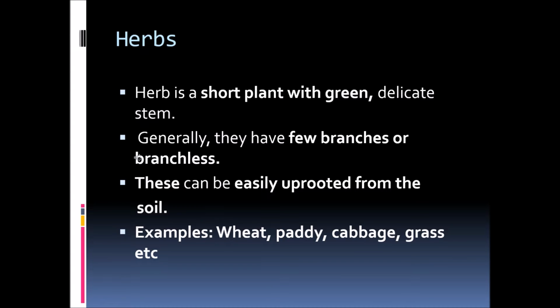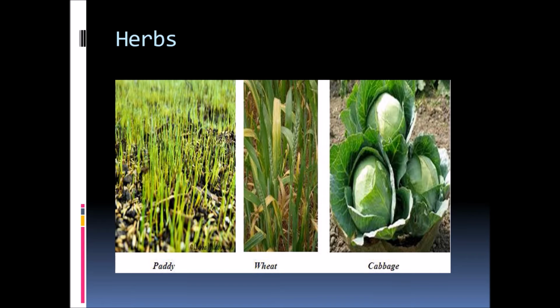The examples of herbs are wheat, paddy, cabbage and grass. So these are the examples of herbs. Here are the pictures of the herbs. We have paddy, wheat and cabbage. All of them are green in color and their stem is very delicate.